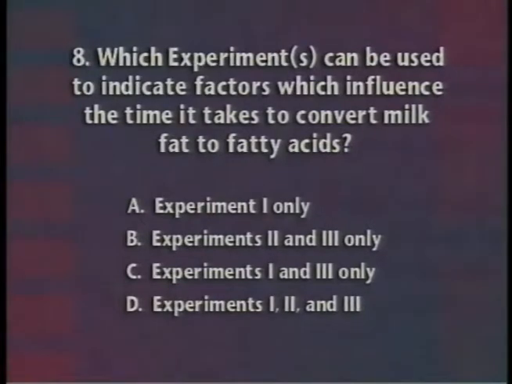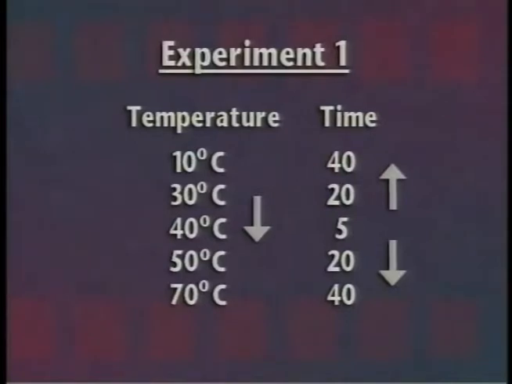This question is asking us to draw conclusions about which factors influence time to completion. Looking at experiment 1, we know temperature influences time to completion. As temperature increases, time decreases and then increases. So experiment 1 is a factor.